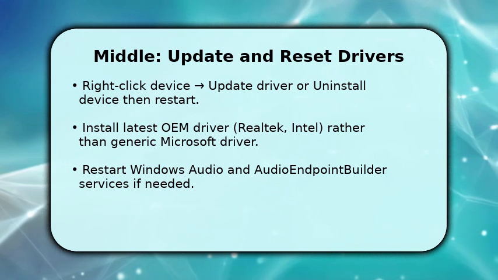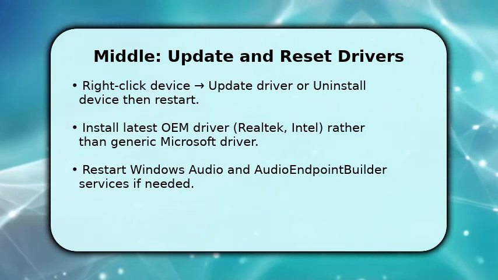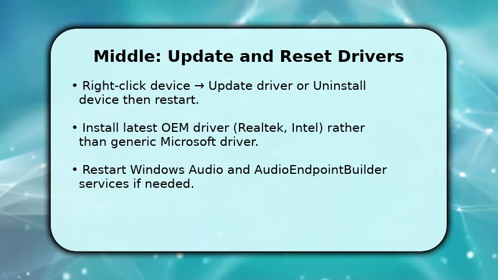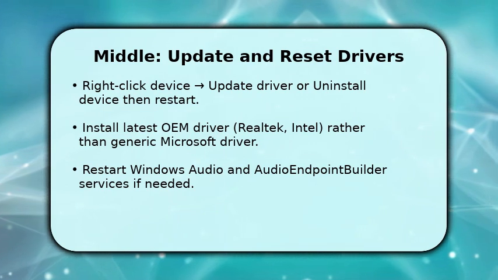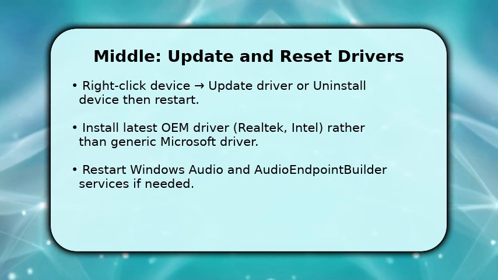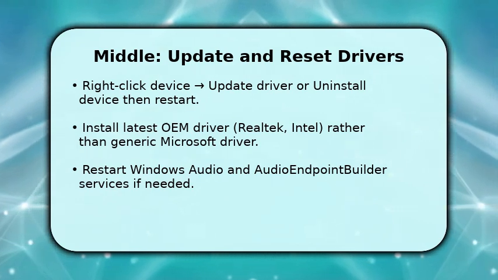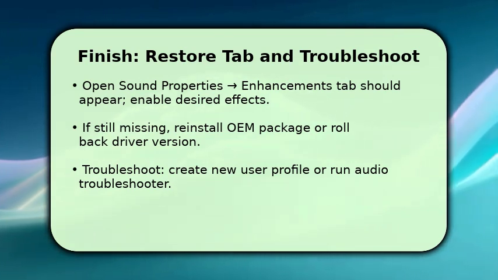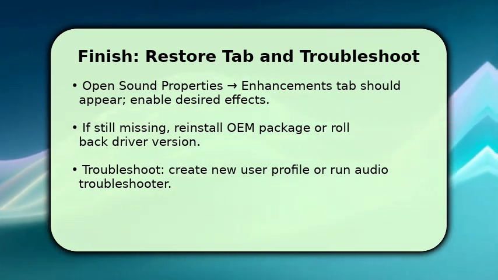After driver work, open Services, restart Windows Audio and Audio Endpoint Builder to reinitialize endpoints. These steps restore the control panel hooks that display the Enhancement tab and explain why vendor drivers matter for extra features. Finally, reopen Sound, right arrow, playback, right arrow, device properties. The Enhancements tab should now be visible, and you can enable or disable effects.